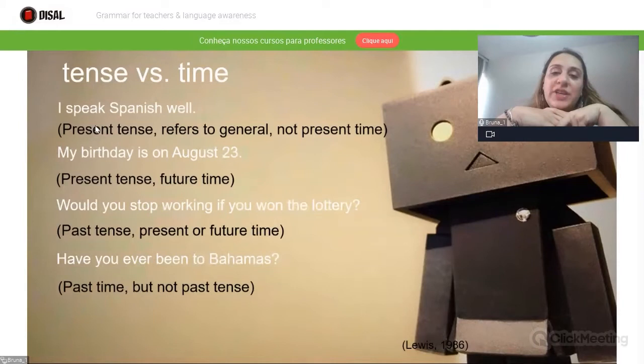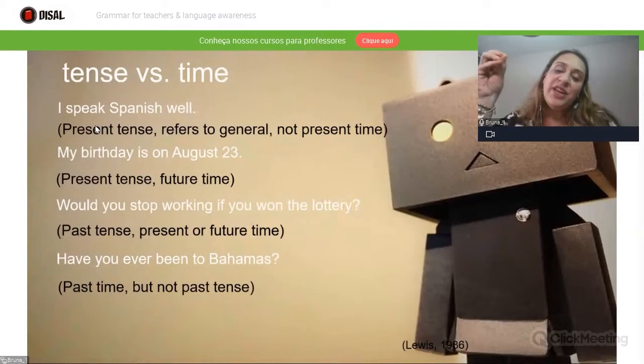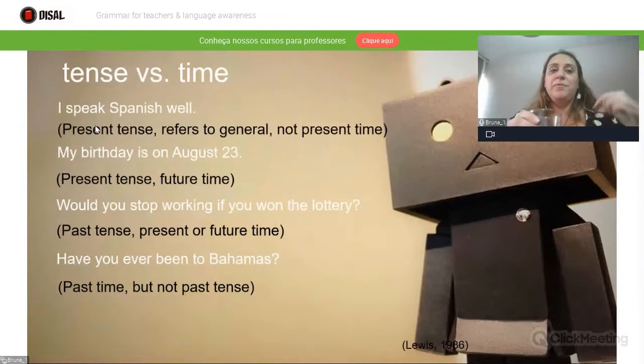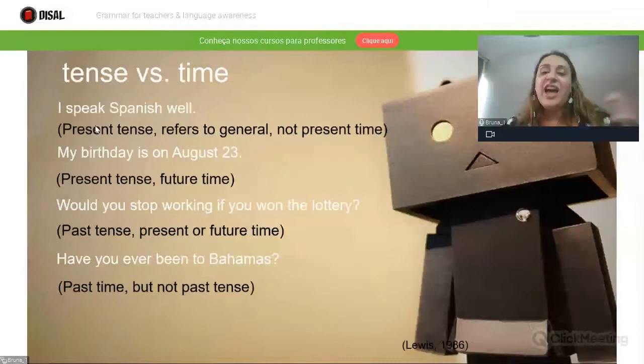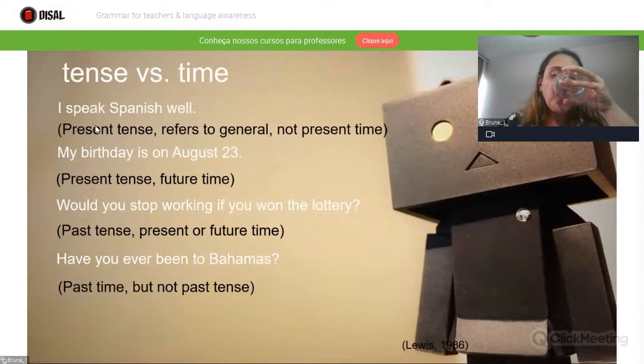So some people wrote, oh, we can use the present simple to talk about the future, like the second one, my birthday is on August 23rd. Christmas is around the corner, or something like this. So we are expressing future, but we are using the present tense. So we can use different tenses to express different time. It's very important to analyze the context, definitely, and then you get to know when to use one or the other.